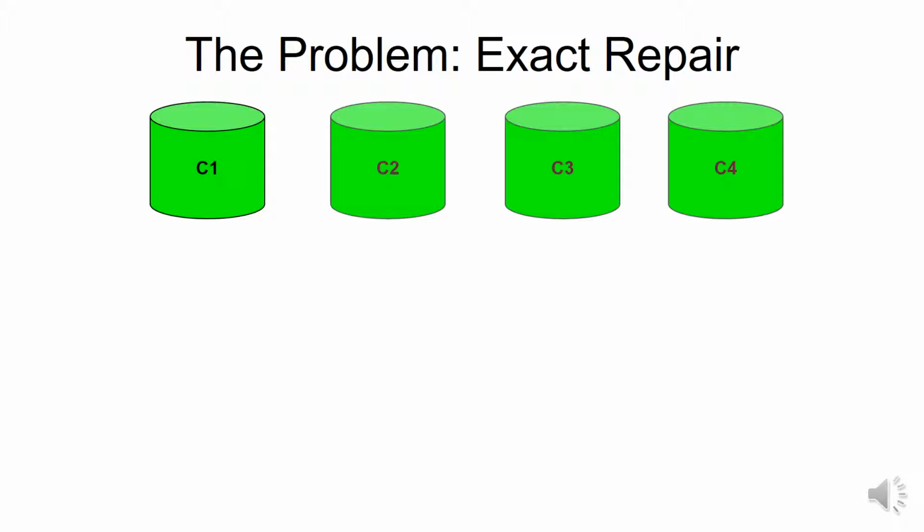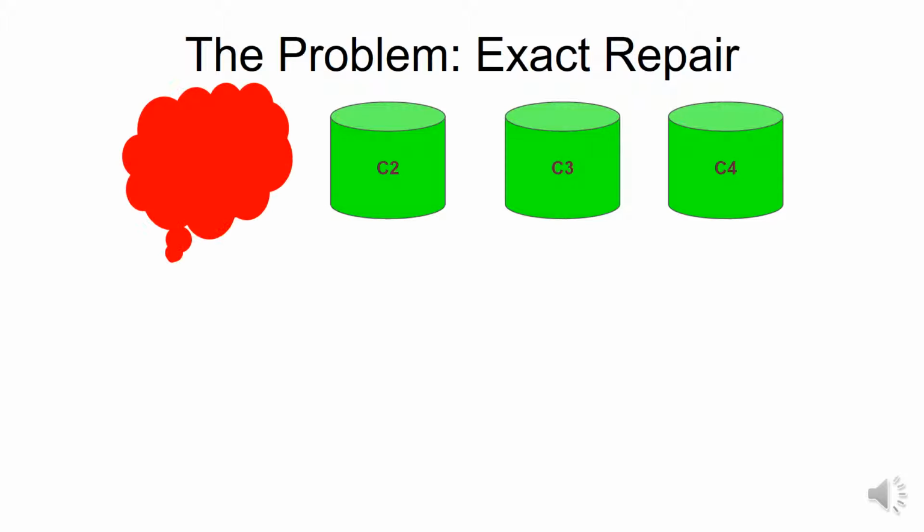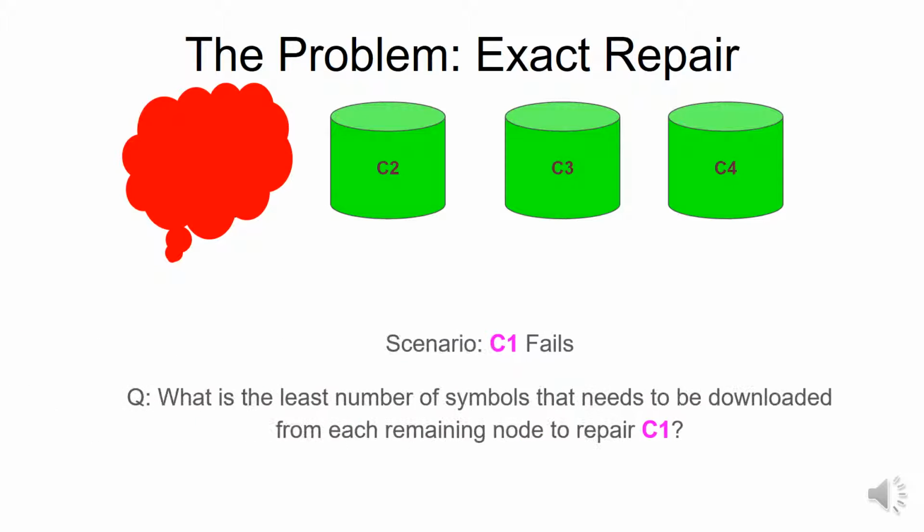So we now have sufficient background to define the problem of exact repair. Here, for example, let's say you have four nodes, four symbols from the code, C1, C2, C3, C4, and now suddenly one of them fails. Say C1 fails. And now the question that we are interested in is, what is the least number of symbols that we need to download from the remaining nodes in order to repair C1? And that's what we would be discussing throughout this video.